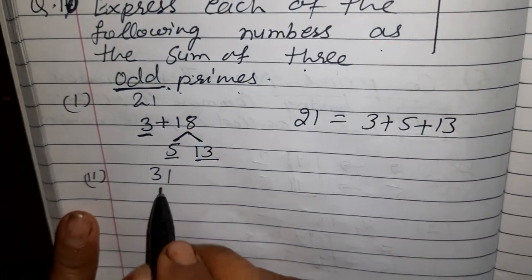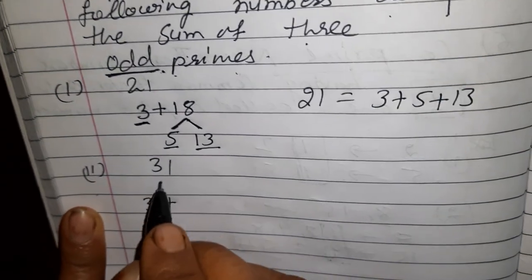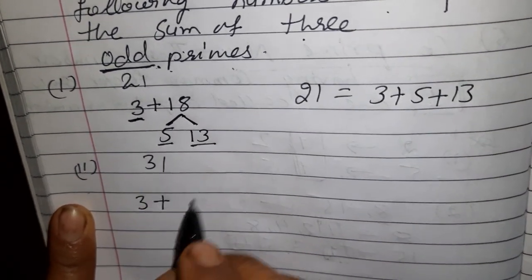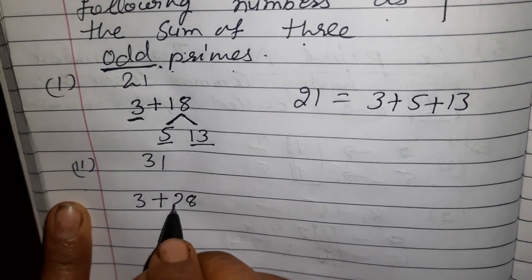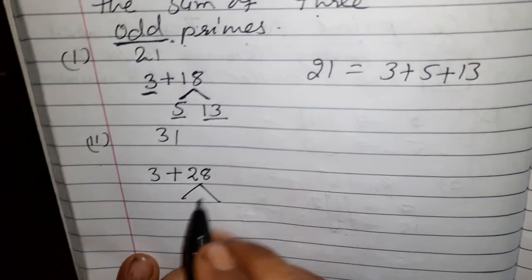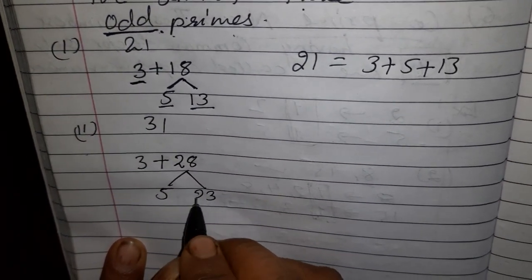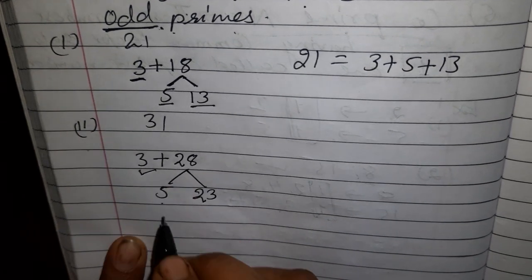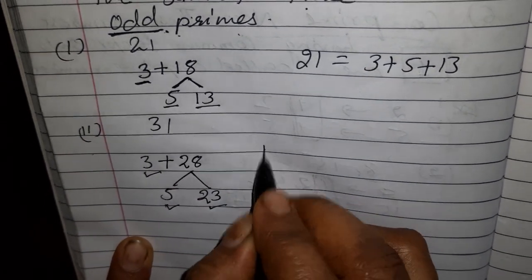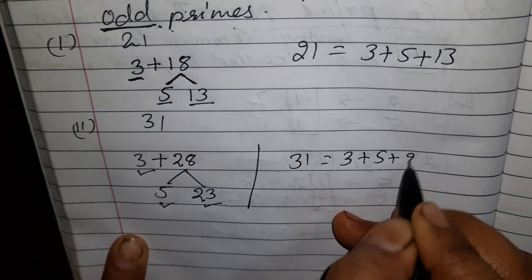Now take the same way, 31. First take 3, subtract 3 from 31, what do you get? 28. Now distribute this 28 into two parts. First take 5. Then what do you get? 23. See, this is prime, this is prime, this is prime. So you can write 31 equal to 3 plus 5 plus 23.